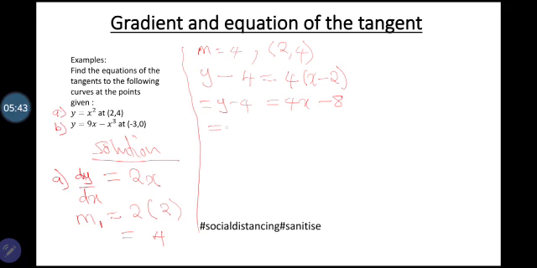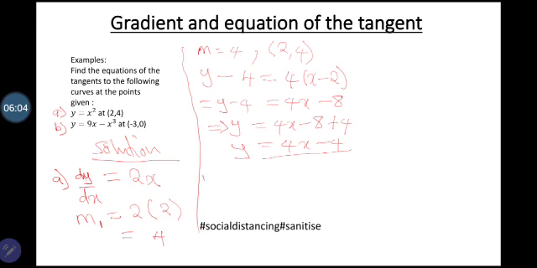We collect like terms together, or we make y the subject of the formula. In the final stage, we have y is equal to 4x minus 8 plus 4, and that will be 4x minus 4. Therefore, that's our equation of the tangent.